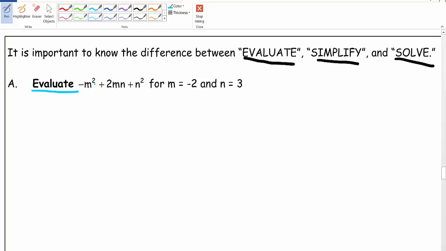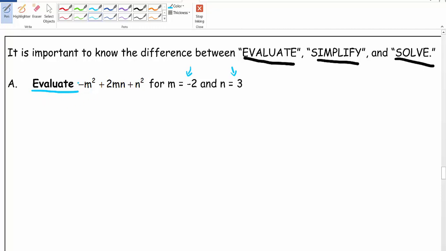We notice that we have negative m squared, plus 2 times m times n, plus n squared. But luckily we already know that m is negative 2 and n is positive 3. So anytime you know variables, what we can do is substitute them in for this expression. Everything else around it we're going to leave just as it is. All we're going to do is show the substitution on the first step.